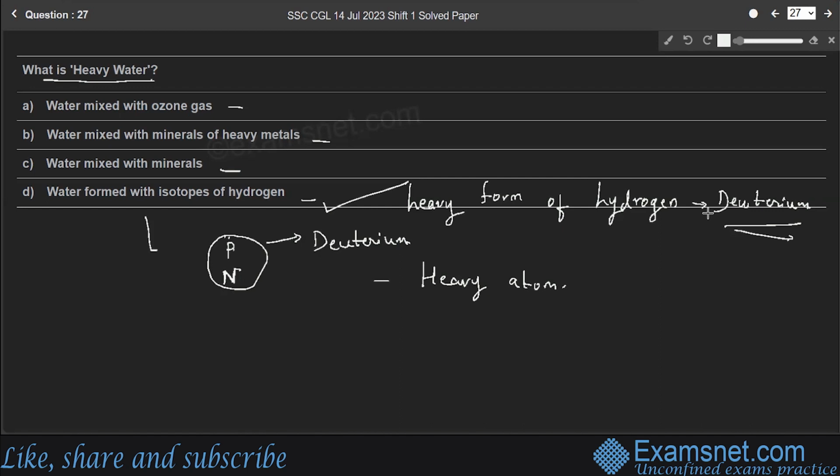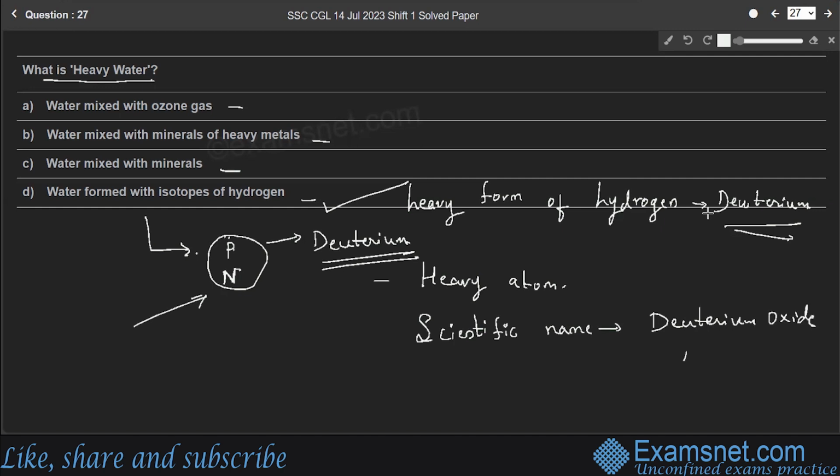So in every heavy water, each hydrogen atom is nothing but an isotope of hydrogen. Deuterium is heavy, right? Deuterium oxide is the scientific name of heavy water. So the scientific name is deuterium oxide, or D2O, right? Therefore, option D is the right answer.